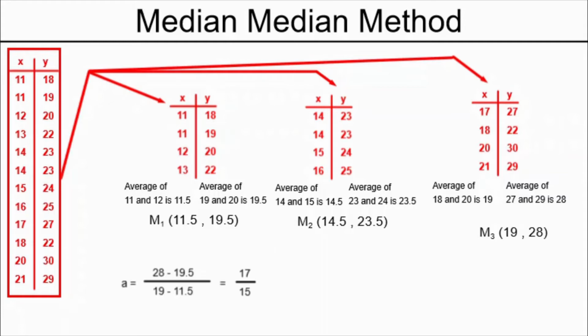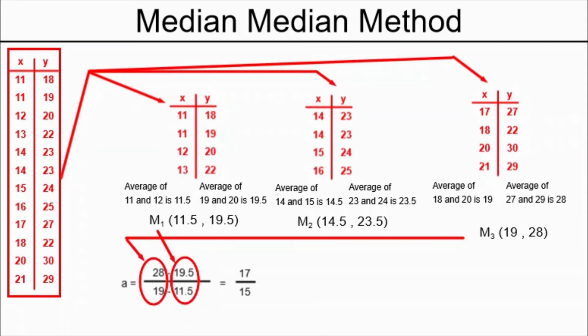The first thing we do is the slope formula, using 2 points. Which 2 points? We use points M1 and M3 for this. We find a slope of 17 over 15. Now we want to plug that slope and a point into the y equals ax plus b form for a straight line equation in order to solve for b, our y-intercept.